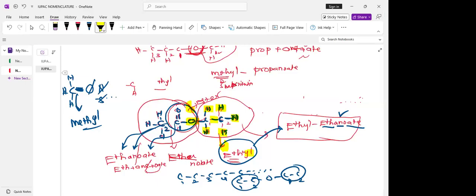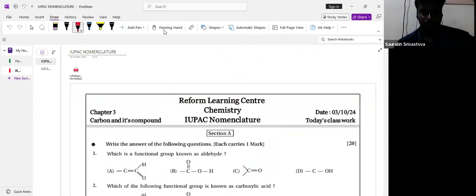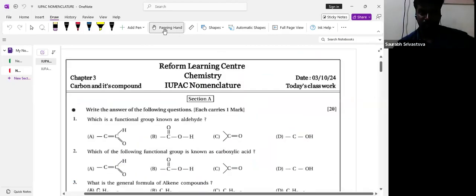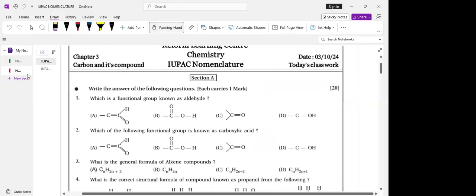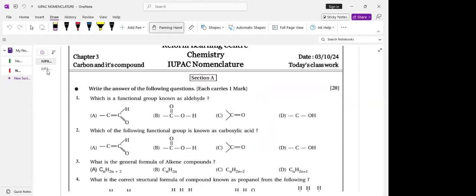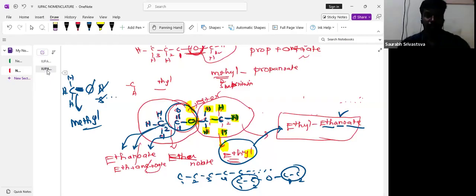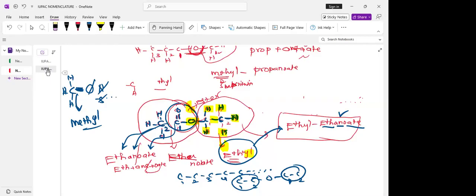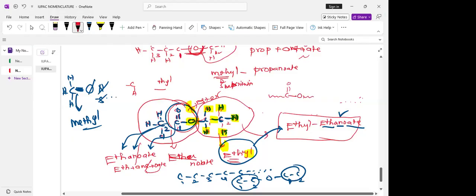In the same question, from where is O coming, sir? That O is the functional group, sir. Ester functional group. I said no. Ester functional group means what? A chain, carbon, double bond O, again oxygen, again a chain will start. This is called the ester.